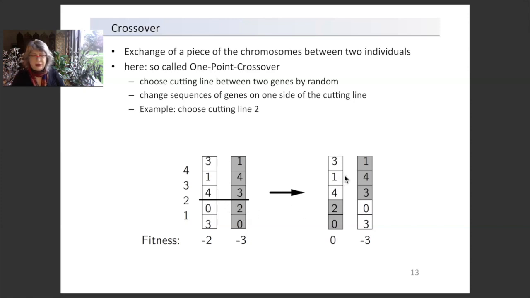So after crossover, the chromosomes that we obtain are as given here. This is the original content, and this part is the content coming from the other parental chromosome. And similar for the other chromosome. Here, this is the original content, and this part is copied from the other chromosome. And notice that the fitness of the new chromosome created in this way is 0 for this one, and it is -3 for the other chromosome.